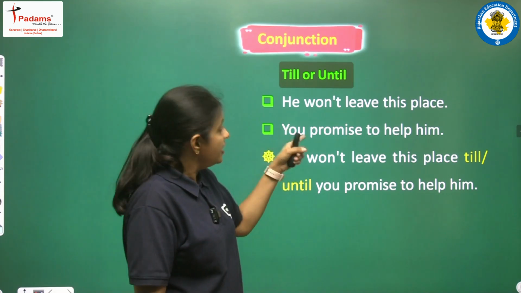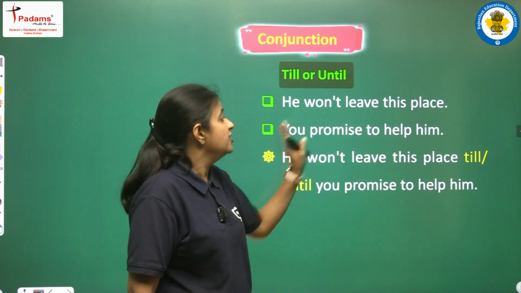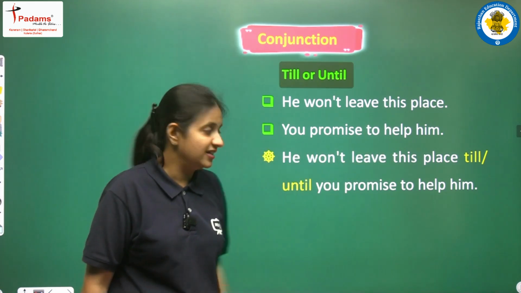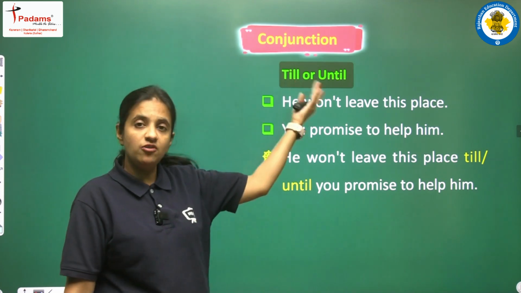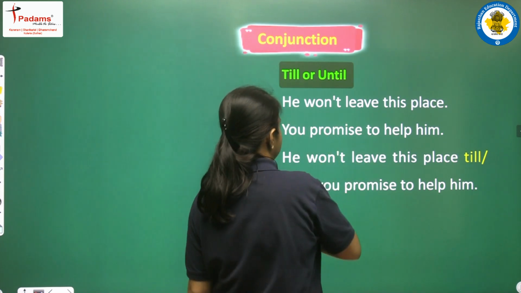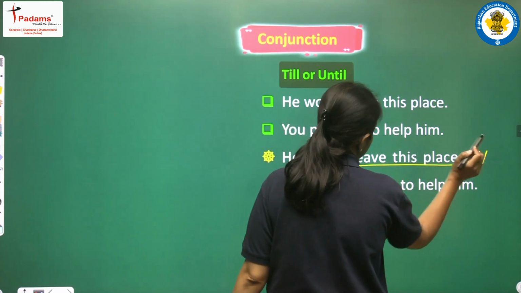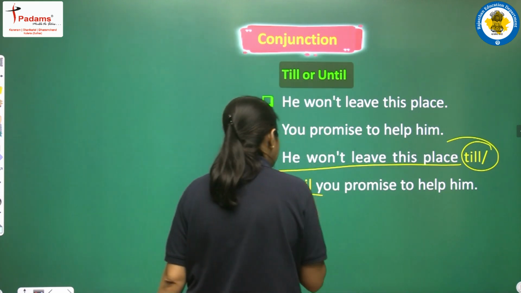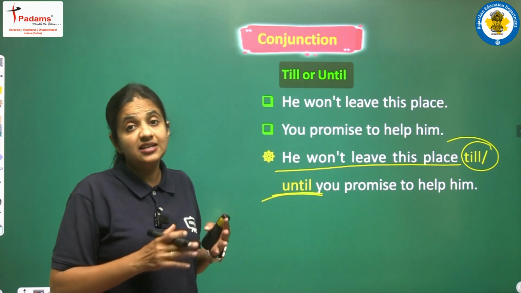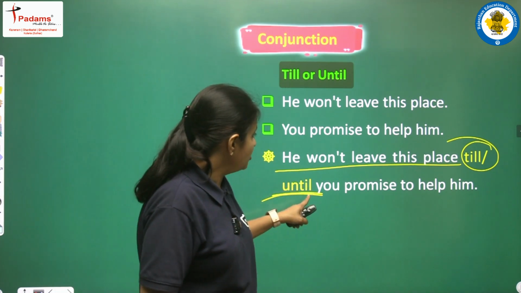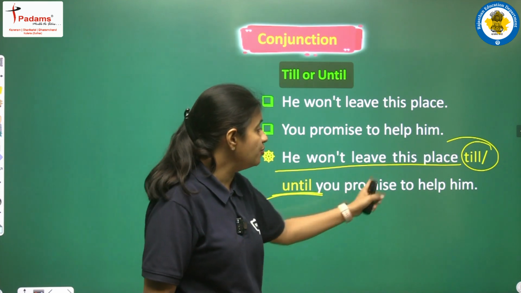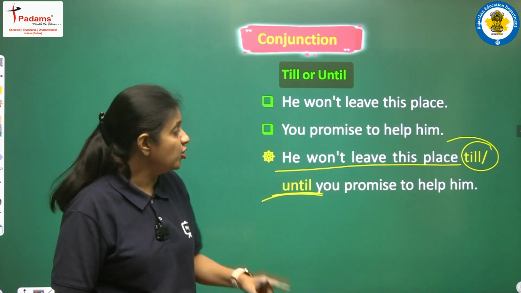So let's read. He won't leave this place. You promise to help him. So here we are having two sentences. So we have to use till, or we can use until also. So let's see. First of all, we write the first sentence, that is he won't leave this place. Next we have till, or we can have until also, because they are used in exactly the same manner. Next we use our conjunction, and after that we write the second sentence, that is you promise to help him. So I hope it is clear.